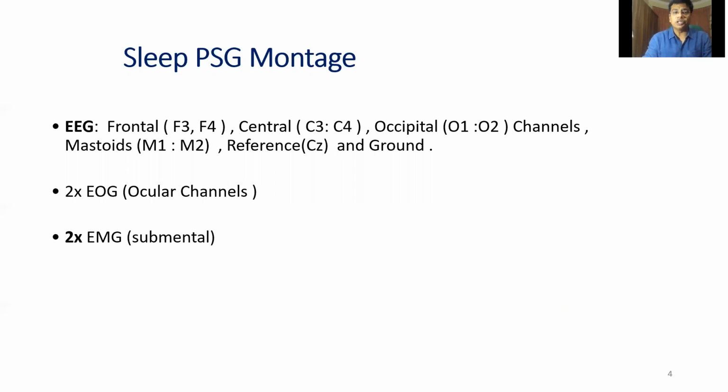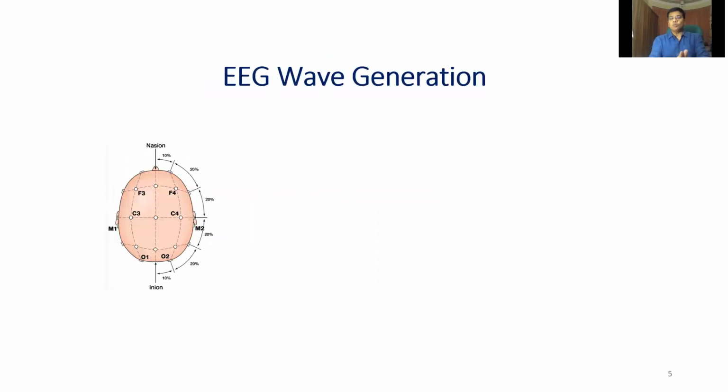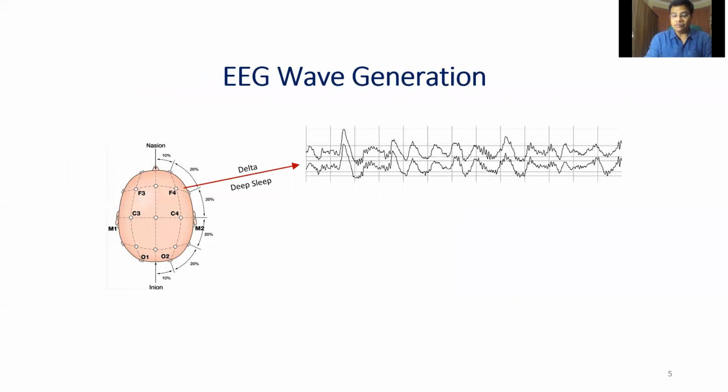We also need to have ocular channels and submental EMG. EOG and submental EMG are needed to differentiate between REM and non-REM stages. So as I told you, why do we need so many channels? Frontal channels will give you delta sleep, that is characteristic of stage N3. They also give you K complexes, which are part of stage N2.